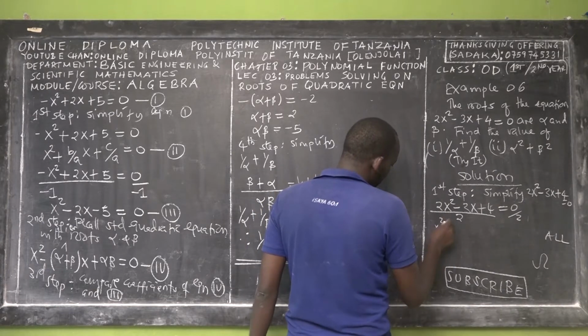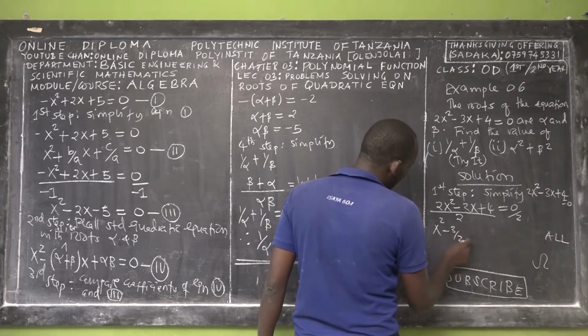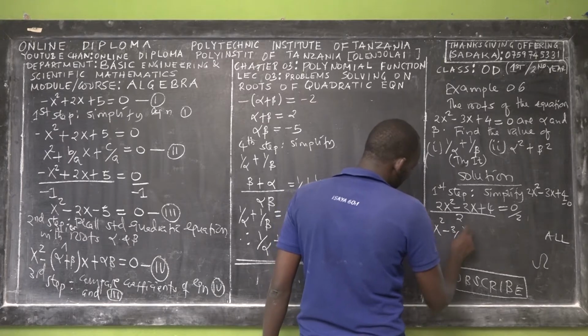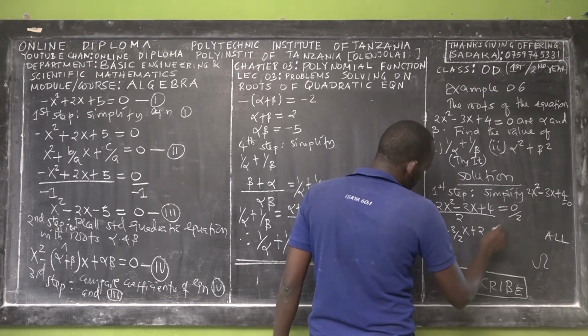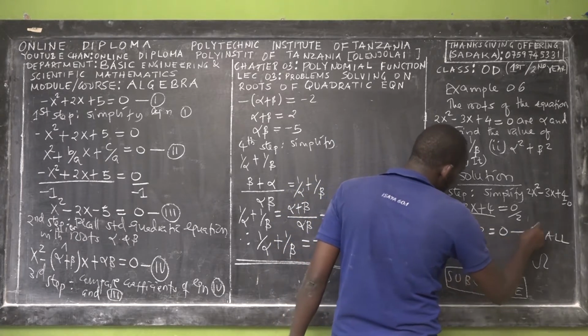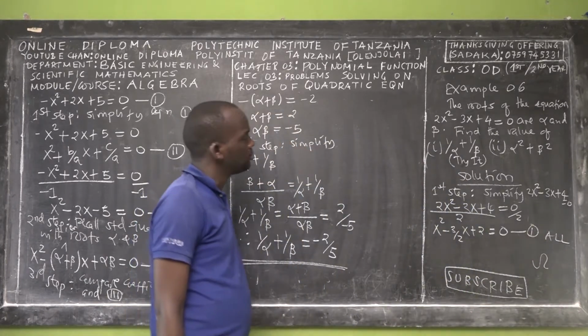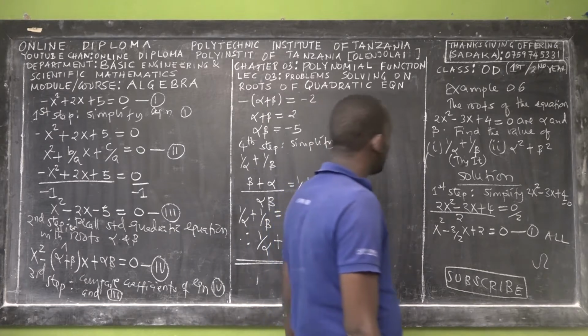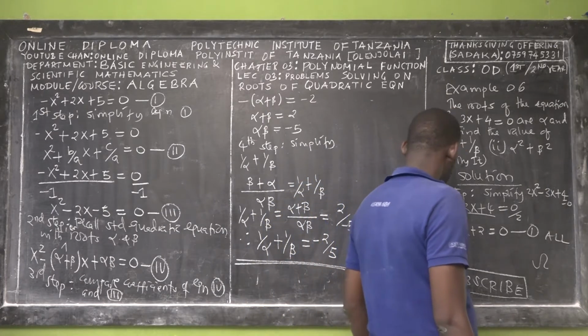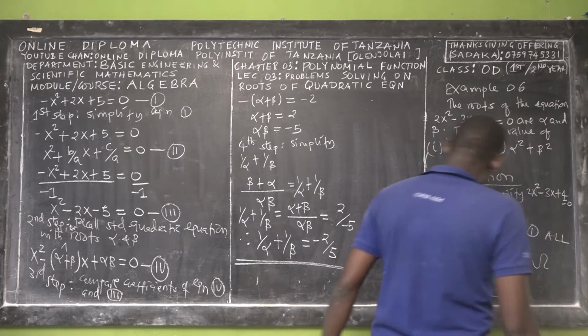So this is x squared minus 3 over 2 x plus 2 is equal to 0. So this is equation 1. Okay? Equation 1. Because that is equation 1, we have to go for the second step.